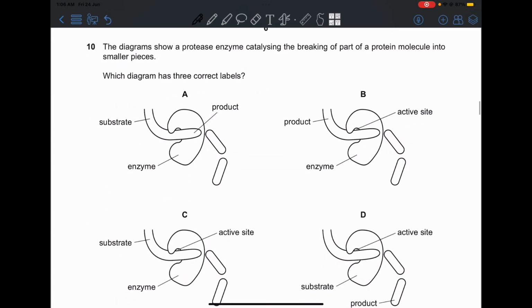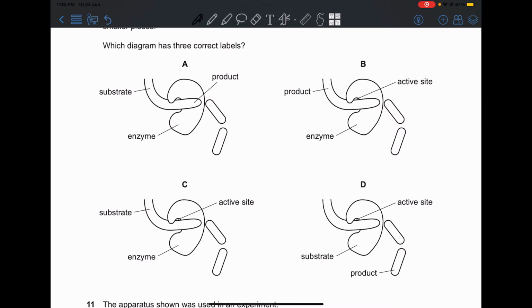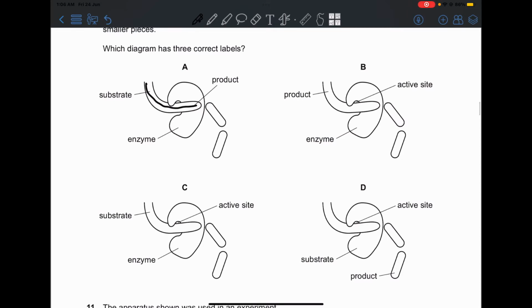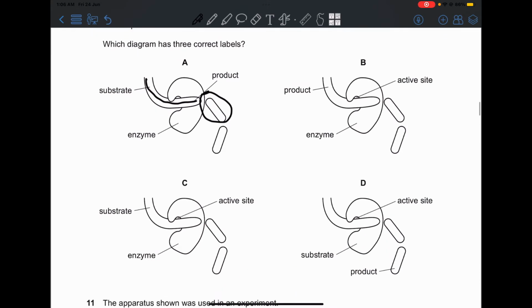Number 10, the diagram shows a protease enzyme catalyzing the breaking of a part of a protein molecule into smaller pieces. Which diagram has 3 correct labels? Now, over here, they're asking about the correct labels. So we know that this is not the product. This is actually the substrate, this part. And the product is actually this one, this circle one. So actually our answer over here is going to be C.